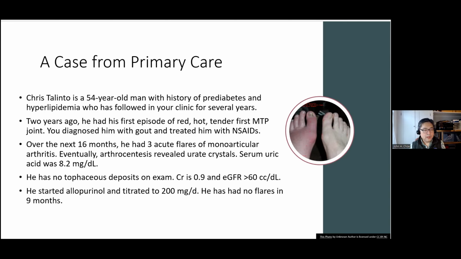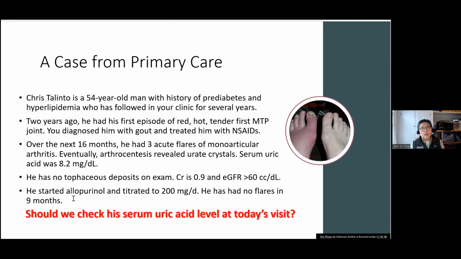He's doing very well. And other than that, he's mostly just in for routine healthcare maintenance type of things and just a checkup. So the question that I want you to keep in mind is this: should we check his serum uric acid level at today's visit? Okay, again, so on allopurinol, no recent gouty attacks. What does the evidence say? What should we do in terms of monitoring and measuring his serum uric acid level?